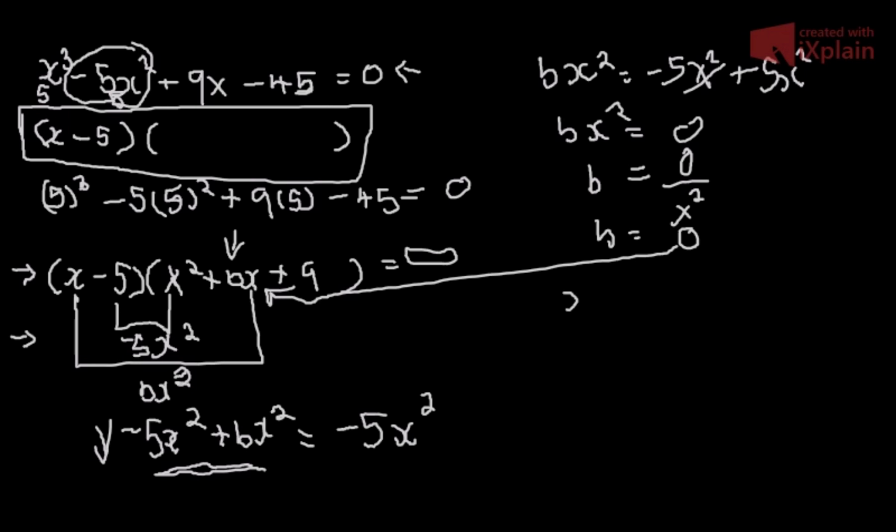Now we're going to say (x minus 5)(x squared plus 9) is equal to 0. Because here, immediately we put 0 here, it's going to make everything 0. Then we'll be left with x squared plus 9.